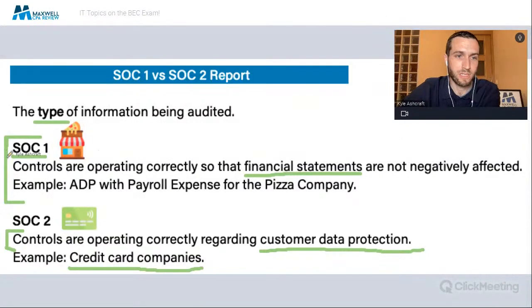But we're going to be mostly dealing with SOC 1 reports, and it's a type 1 if it's looking at it as a point in time and not the operating effectiveness, and it's a type 2 if it's looking at it over a period of time and looking at the operating effectiveness. So that's how the SOC reports work.